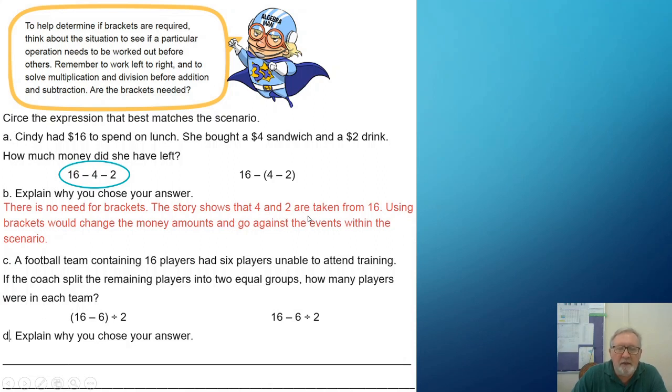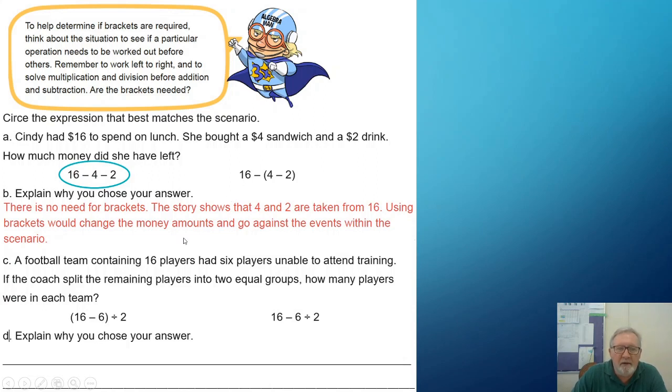Now, my explanation here is probably a lot more detailed than yours, but it goes on to say if you used brackets, it would change the money amounts and it would go against the events in the story. Because if you did this part first, 4 minus 2 is 2, 16 take 2 would only be 14. And obviously, Cindy spent more money than that. In fact, she spent $6 altogether, and so she'd only have $10 left, not $14.